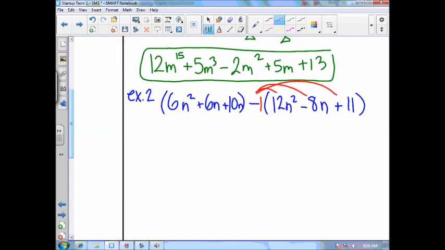Okay, so Cassidy, if we do -1 times 12n squared, what do we get? -1 times our first term, 12n squared. -12n squared. Good. Okay. Alejandra, what about the next one? -1 times negative. Notice that's a negative 8n.